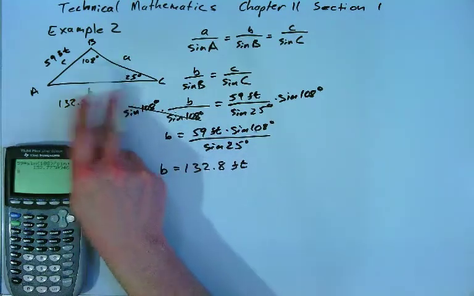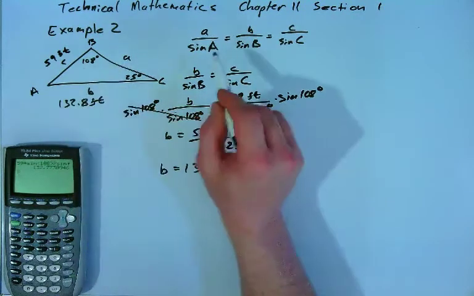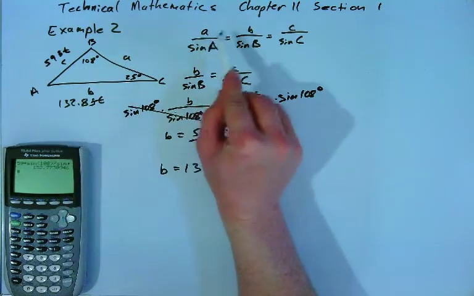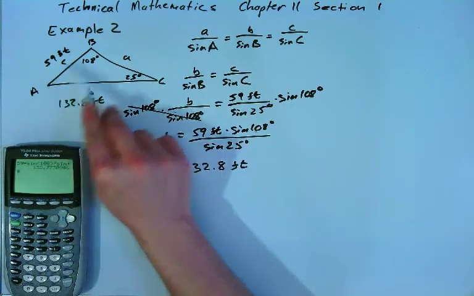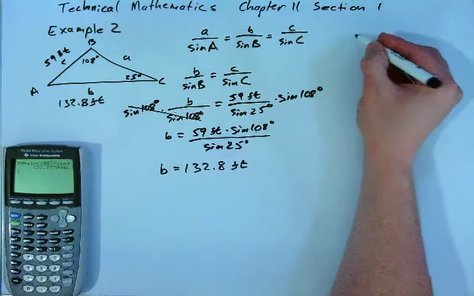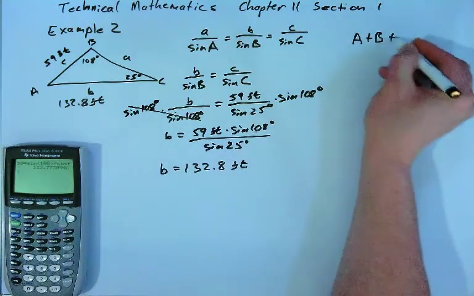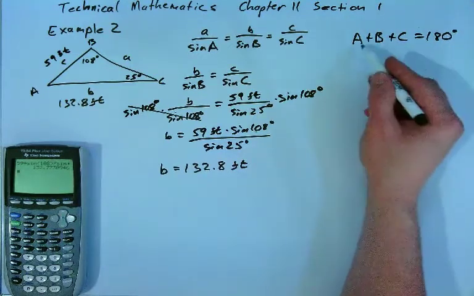Now the other pieces of information that we don't know yet are A. We don't know angle A or side a, and so we can't use the law of sines yet because we don't know a or sine A. But we can figure out angle A because all three angles have to add up to 180, and so A plus B plus C must add up to 180. That's true for any triangle.